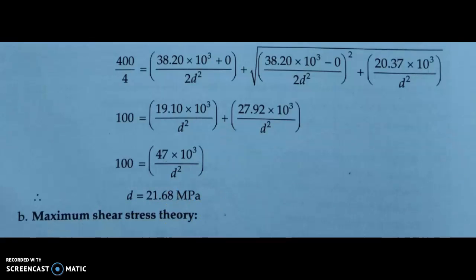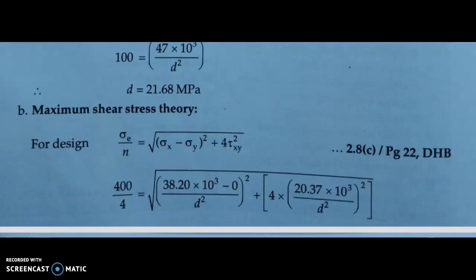Then we can consider another theory, that is maximum shear stress theory. Using this theory, sigma E divided by N is equal to square root of sigma x minus sigma y whole square plus 4 tau xy square.